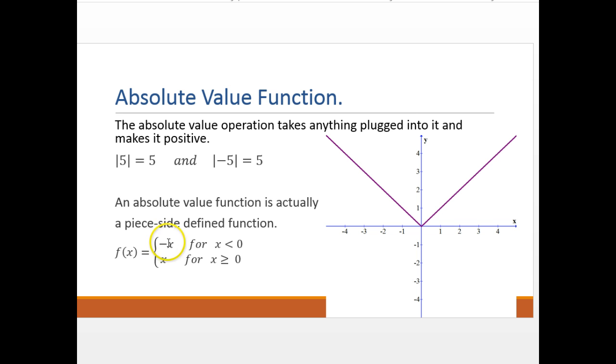It's f of x equals negative x for x less than 0. So if x is negative, we're going to change the sign. A negative negative becomes a positive. And f of x equals x for x is greater than or equal to 0.